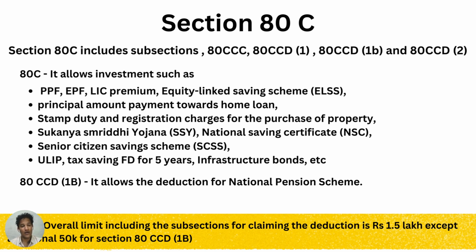Now let's move on to a note which is really important. For section 80C, you can show a deduction of rupees 1.5 lakh, except the additional 50K for section 80CCD. So it's like 2 lakh you can consider. Okay, so maximum 2 lakh you can show under the section 80C.